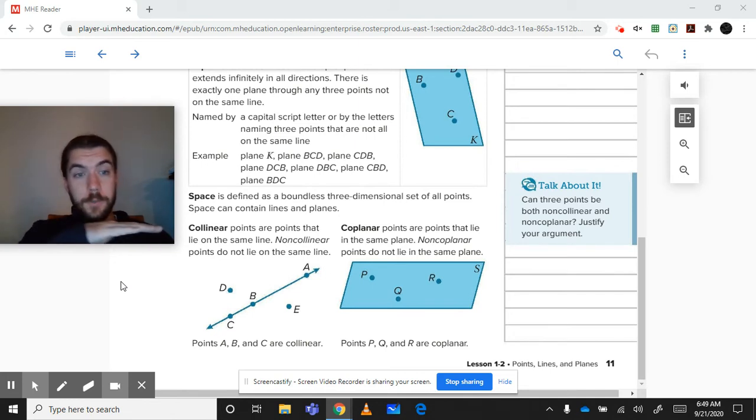So a plane is two-dimensional. Okay, it has length and width. But like if you thought of a coordinate plane, there's infinite little intersections.